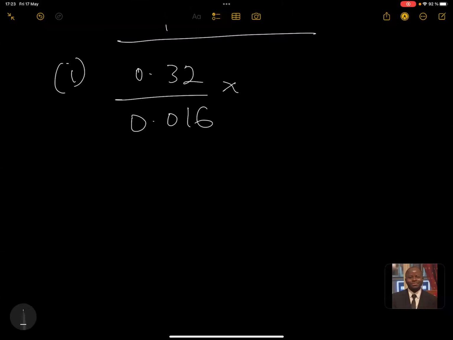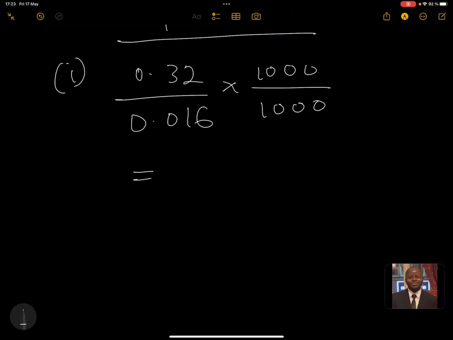So you multiply both numerator and the denominator by 1,000. Do you get it clear? You multiply both numerator and the denominator by 1,000. So this will help you to get rid of the point at the denominator. If the number at the denominator has 2 digits after the point, you multiply by 100. If it has 1 digit after the point, you multiply by 10. If it has 5 digits after the point, you multiply by 100,000, and so on.